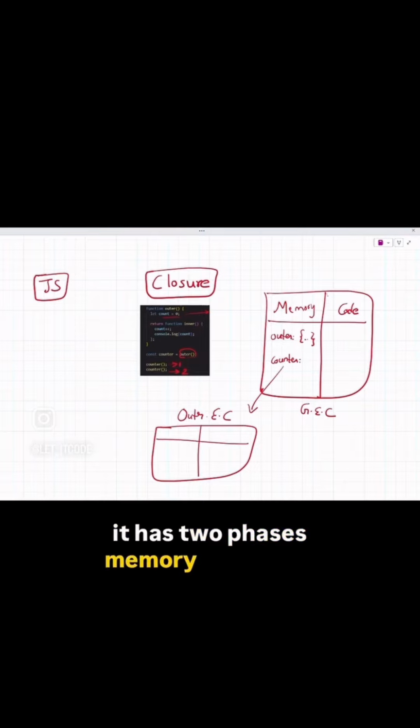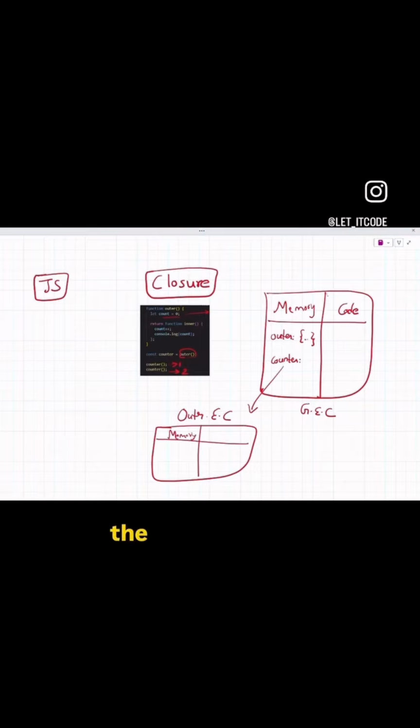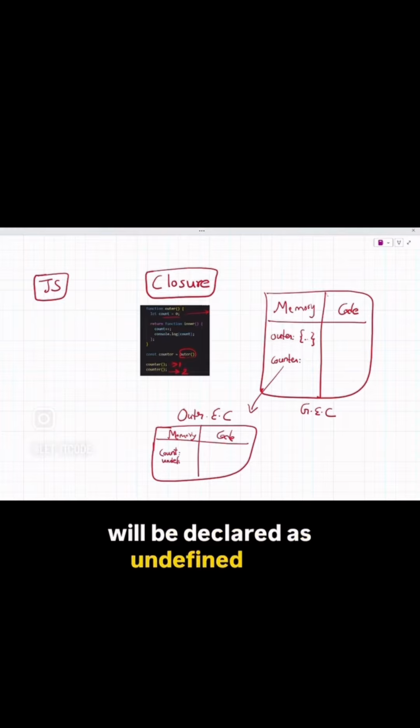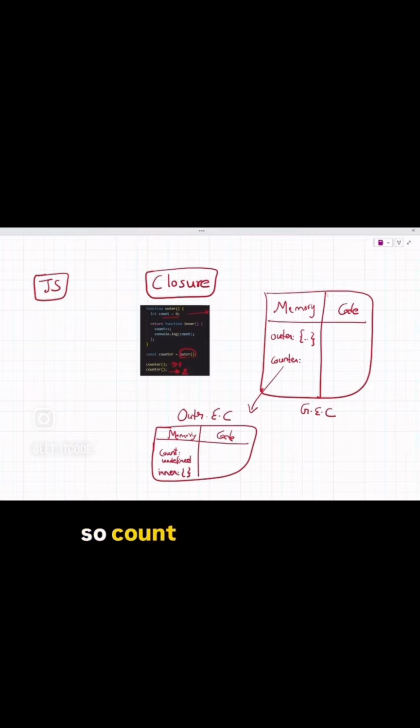has two phases, memory phase and the code phase. So inside this outer execution context, that means this particular function, next we will be having count. First it will be declared as undefined, and again we have an inner function. Then count is assigned as 0.